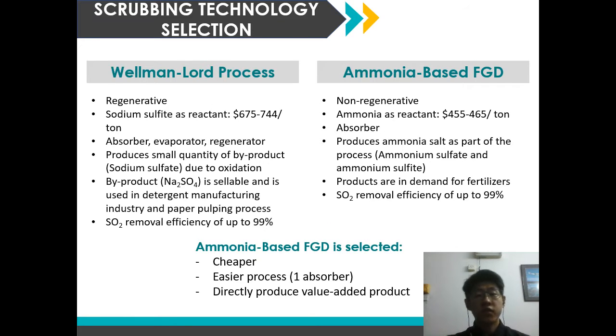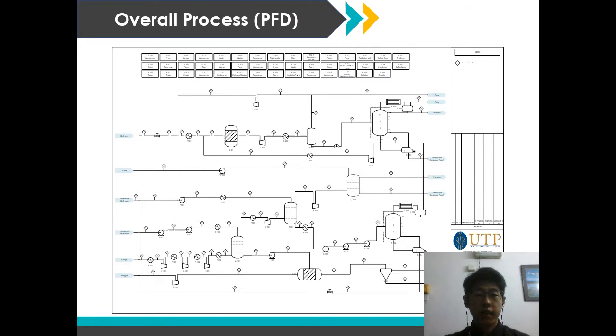For scrubbing technology selection, we'll be comparing two different processes, Ramen-Lott process being the regenerative one, and ammonia-based FGD being the non-regenerative process. However, we have decided to choose ammonia-based FGD because it has cheaper reactant as well as it being an easier process as it only contains one absorber and it can directly produce our VAP. The overall process is as shown in the PFD.